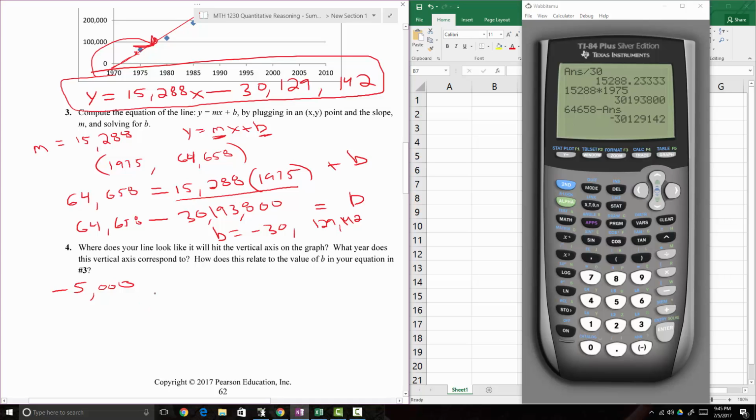Right, so that's where I think that'll hit. The year when it hits the y-axis is the year 1970, right? So the year is 1970. It says, how does this relate to the value of b in your equation? It's important to note that this actually is not the y-axis. Actually, what that is, is the line x equals 1970.